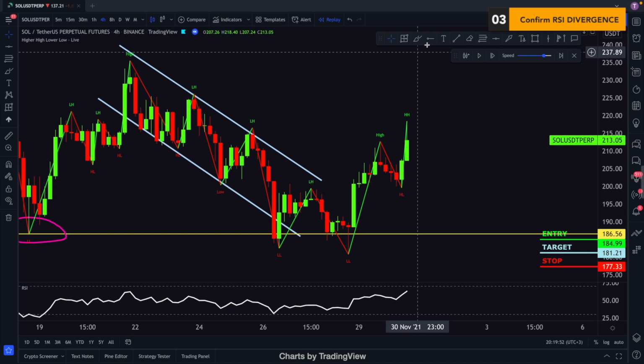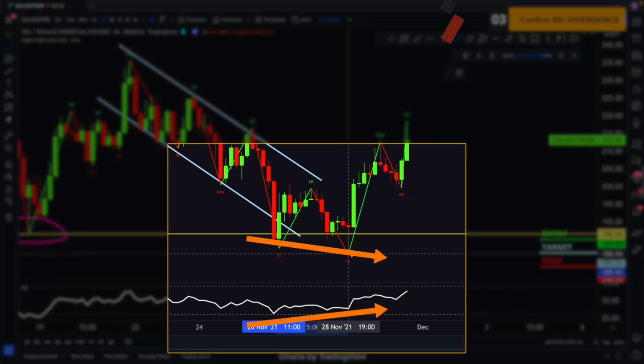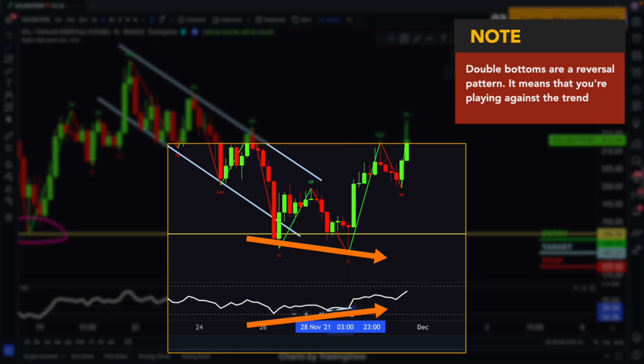Step 3. Confirm RSI divergence. This time, we have quite an obvious divergence. Well, as I said before, double bottoms are a reversal pattern.